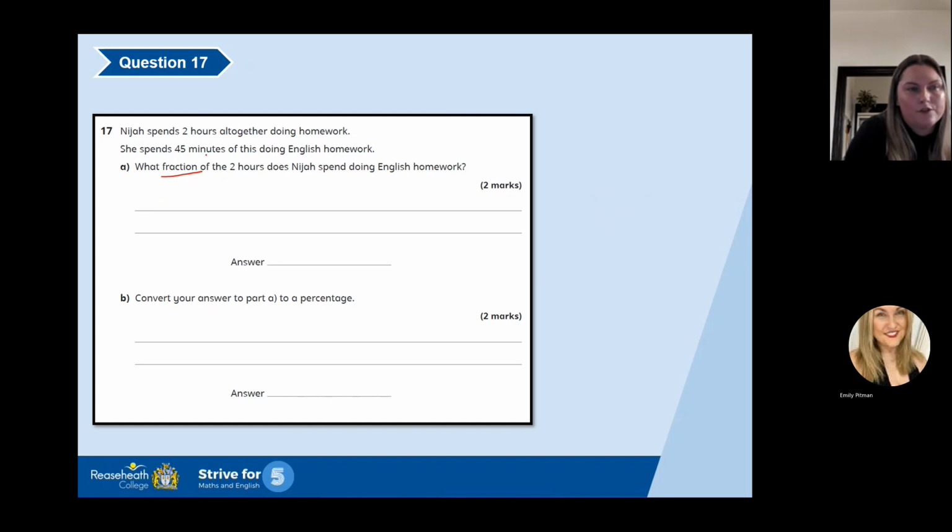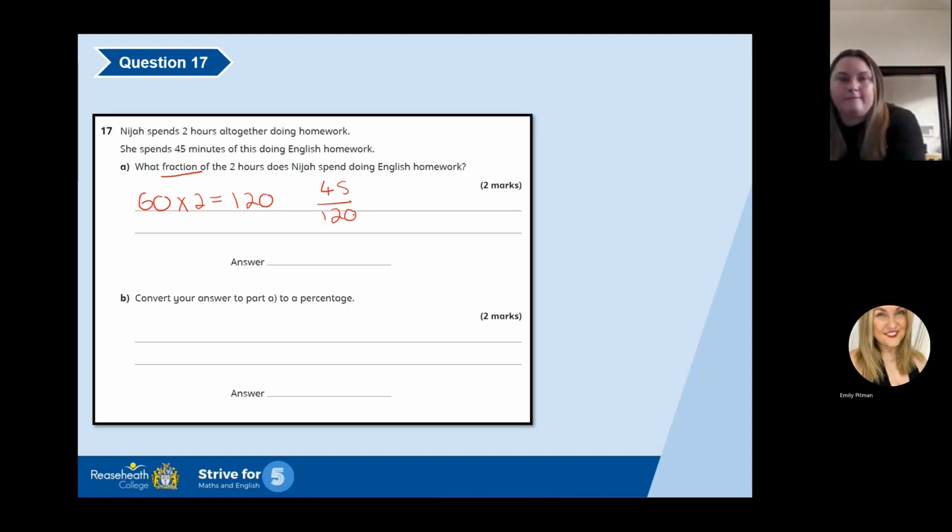However, these are in different units, so I need to put either the minutes into hours or hours into minutes. I think it's easier to put 2 hours into minutes. So we know there's 60 minutes in an hour, and we've got 2. So 60 times 2 equals 120, and it's 45 minutes out of the 120.